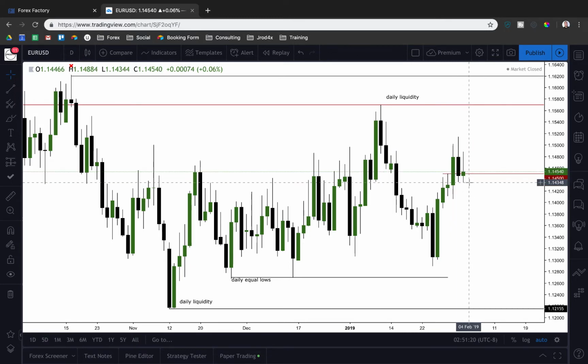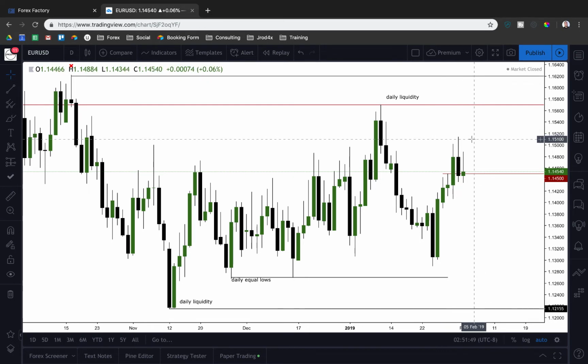So as long as we remain above the 14 big figure, I do believe we'll continue higher for this 1.1580 big figure here, which is the daily liquidity, and that will be pretty much my weekly objective if we can get above 1580. Ultimately, my first targets will be secured once we get above Thursday's high, which the high of this candle comes in at 1515. So that'll be about 60 pips or so to the upside.